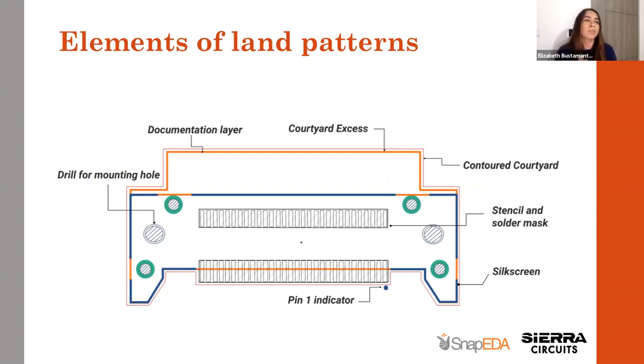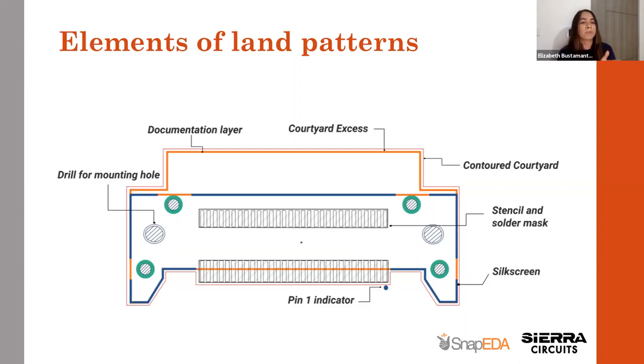And so now let's talk about some of the basic elements of land patterns. First we have the pin one indicator, also known as the post assembly inspection dot. It is normally placed on the silkscreen layer, meaning that it's visible after the assembly process. It helps to verify that the component was assembled with the correct rotation. And then we have the silkscreen, also known as the legend layer. It basically serves as a reference indicator for placing components in your PCB.